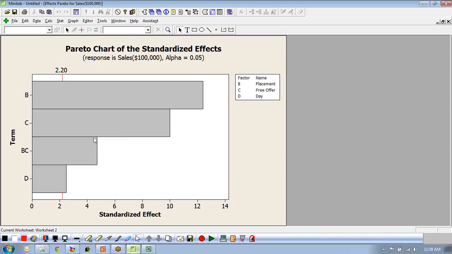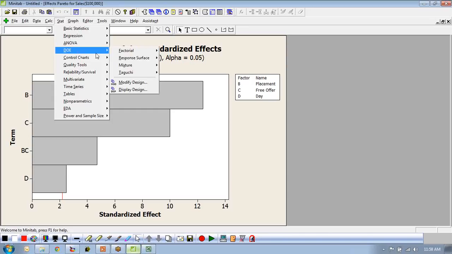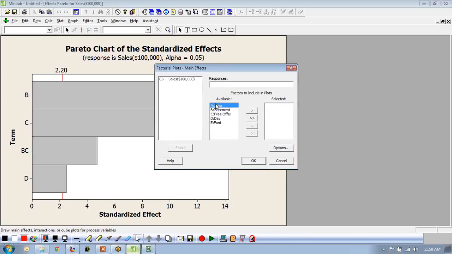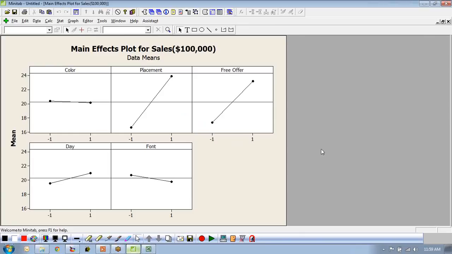That's interesting, right? So there's an interaction between whether we give a free offer and where we place it on the page. Let's take a look at what that interaction means. There's a good way of looking at that, and if we go to Stat, DOE, Factorial Plots, we can do main effects plots, which aren't that interesting, actually. They're not going to tell you anything we don't already know. Oh, yeah, I have to select a response. Here's the main effects plot. This just tells me that placement and free offer are big compared to everything else. We already knew that.